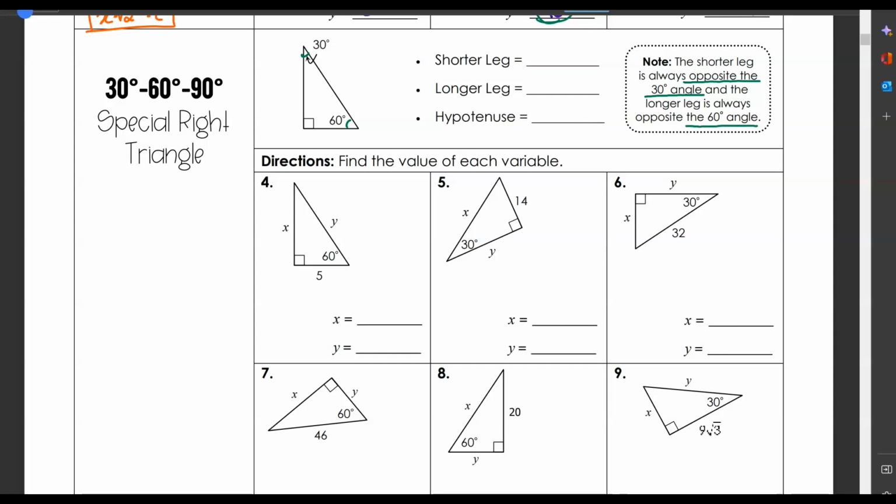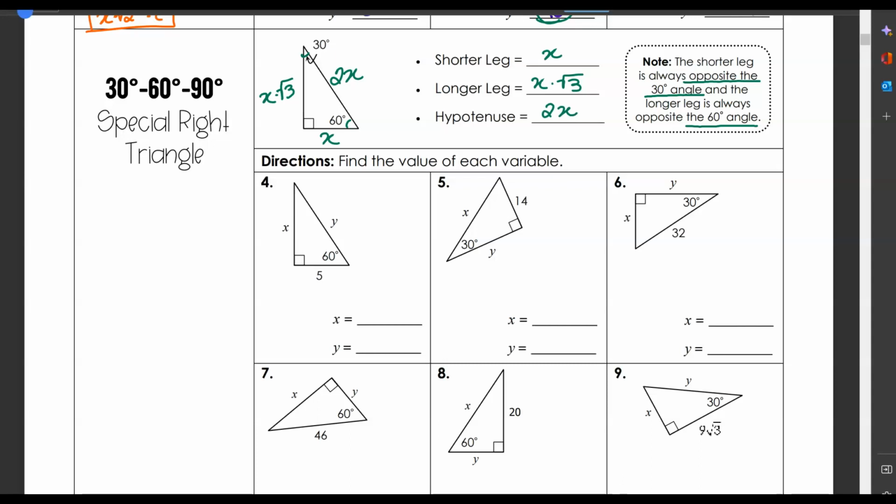So what happens here is we see that at the 30-degree angle, here's our shorter leg. We are going to call this x. It so happens that in this case, our hypotenuse is going to be 2x, and our other leg is going to be x times root 3. So our shorter leg is always going to be the x value, our longer leg is always going to be x times root 3, and our hypotenuse is going to be 2 times x.